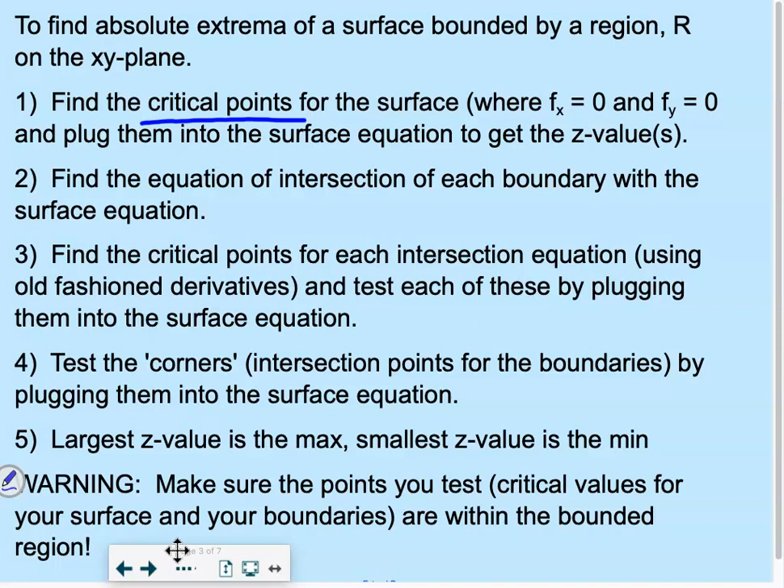For all of these, there's no D. You don't find D for any of this. You're just finding the biggest z value and the smallest z value, and it has to occur at a critical point or on a boundary. So we find these points and we plug them in, and whatever is the biggest is the max, and whatever is the smallest is the min. So the first points that you plug in are your critical points. You find your critical points and you plug them in and you get your z values.